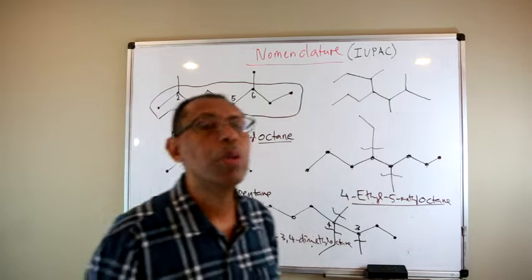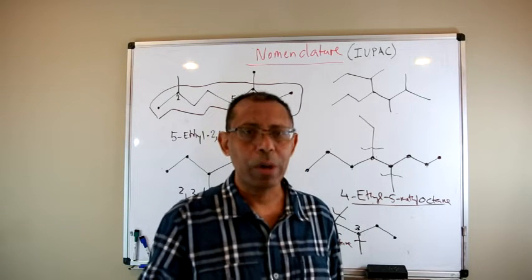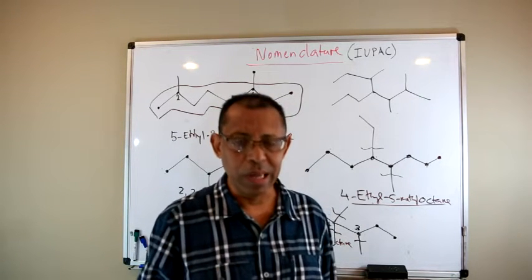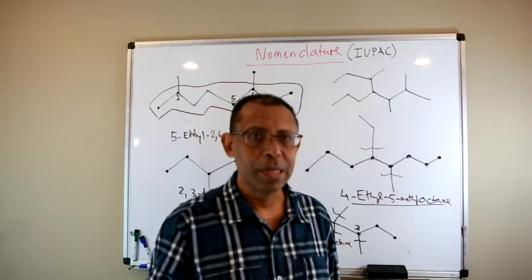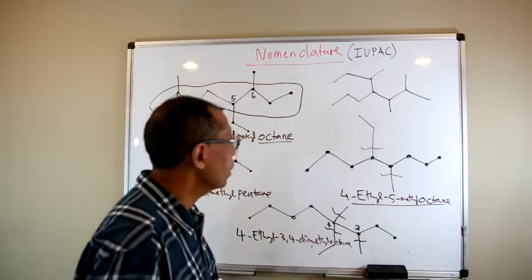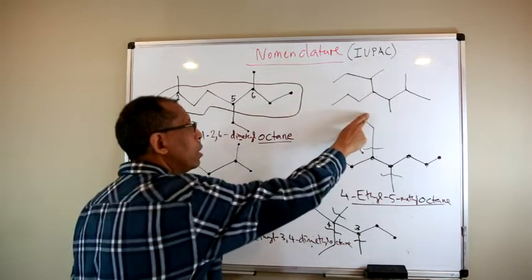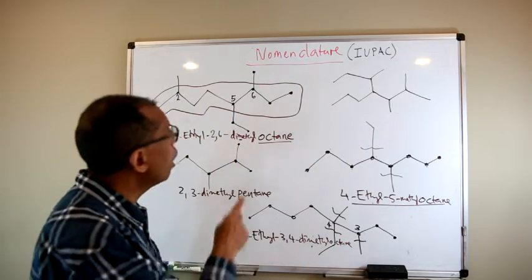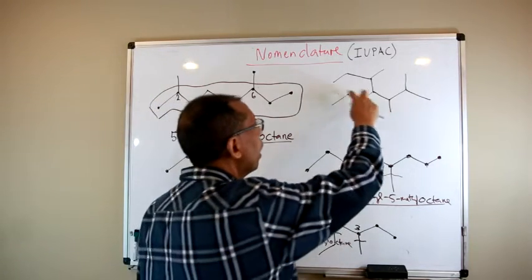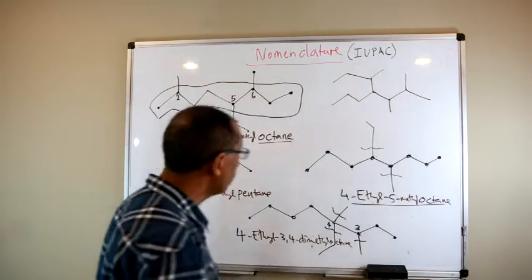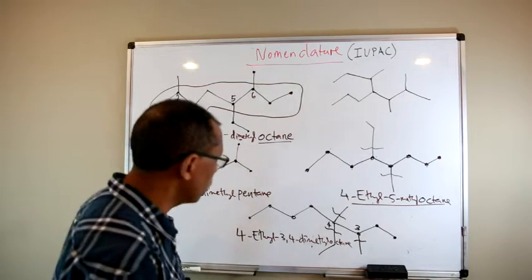So once you know all the rules, naming organic compounds, alkanes, is very easy. I want you to enjoy it and make more exercises as you go along. So now let's do our final compound right there. I have this compound. Let me identify what would be the longest chain for this.